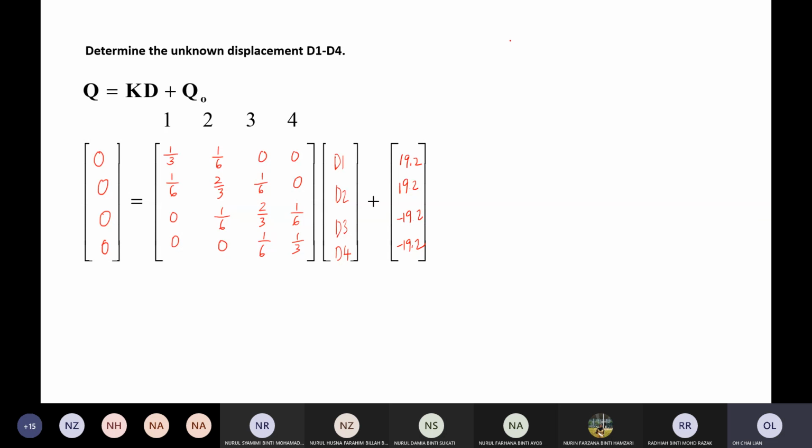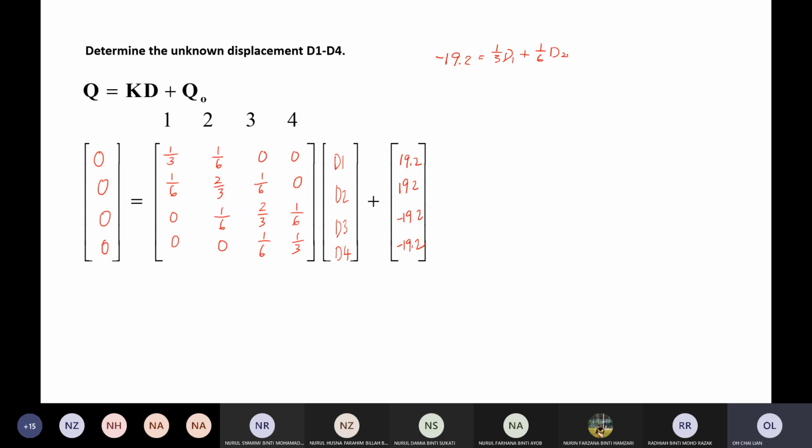So we have, I will write here the equations, negative 19.2 equal to 1/3 D1 plus 1/6 D2.